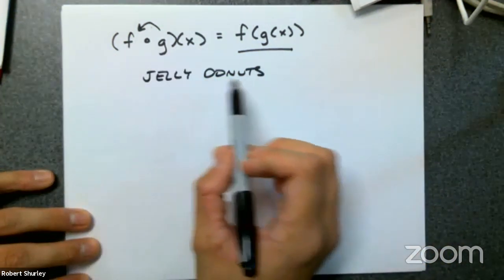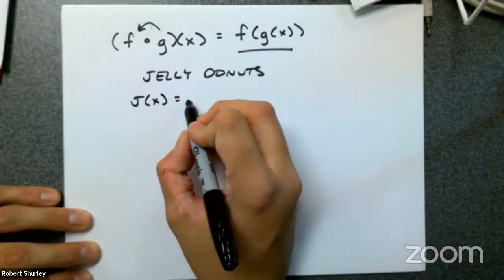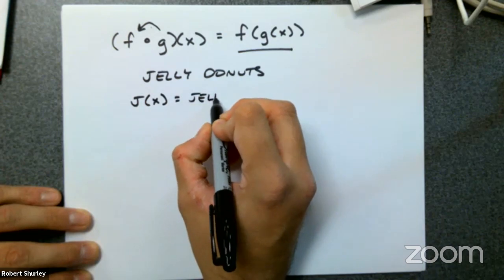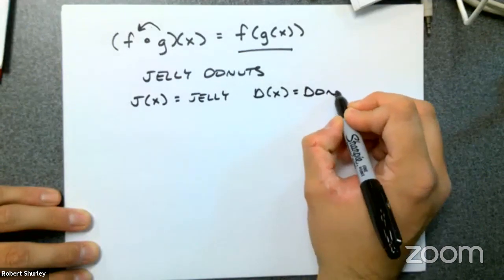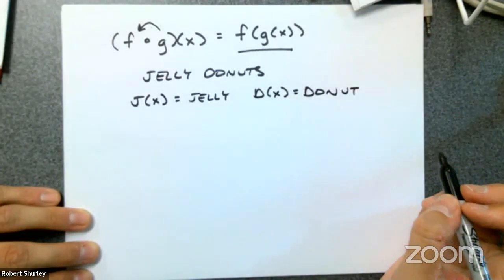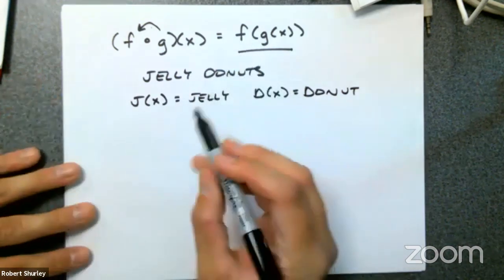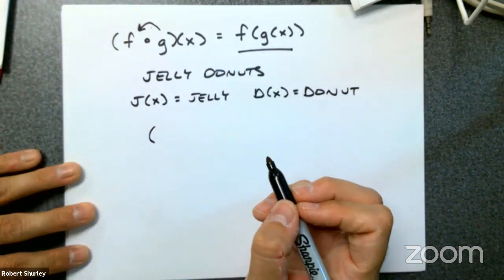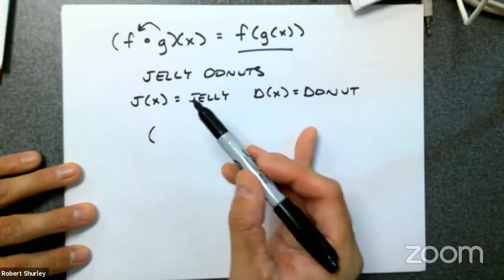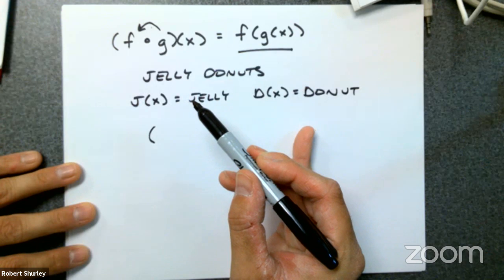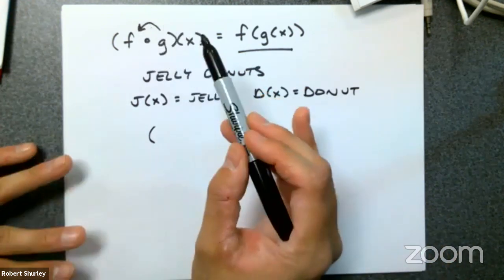So if we want to make a jelly donut and we've got some function, we'll say J is the jelly, right? And the D of X is the donut. Mouth is watering, this is sad, okay? If I wanted to make a jelly donut with a composition, let's think here. Would I put the D first or would I put the J first?